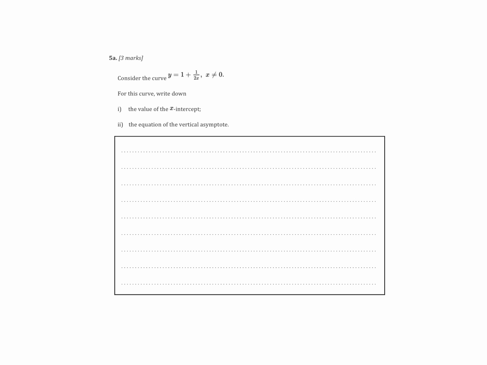Okay, let's have a look at question 5 then. What have we got? Consider the curve y equals 1 plus 1 over 2x, where x cannot equal 0. First thing I'm probably going to do when I approach this question is to just plug that into the GDC and see what comes out.